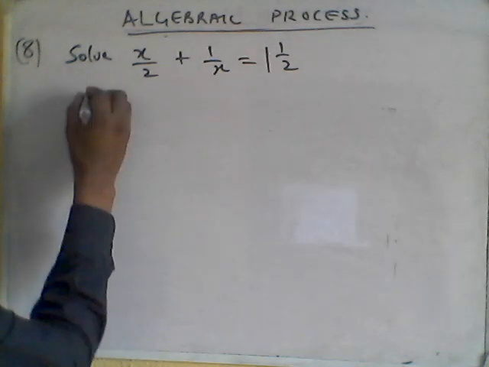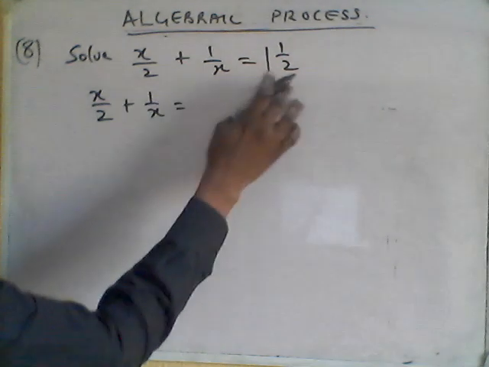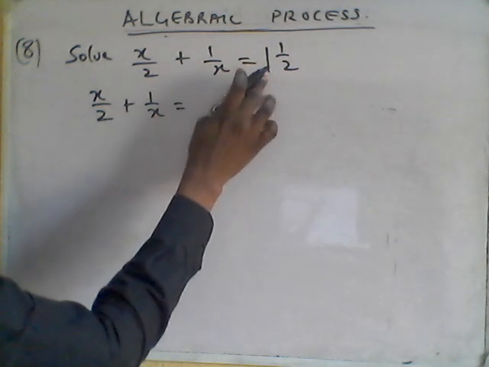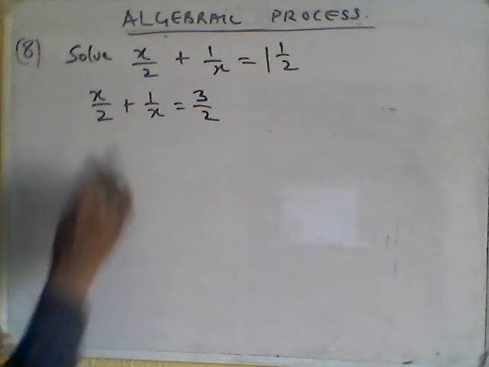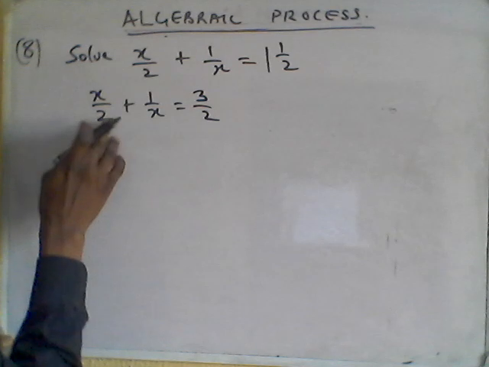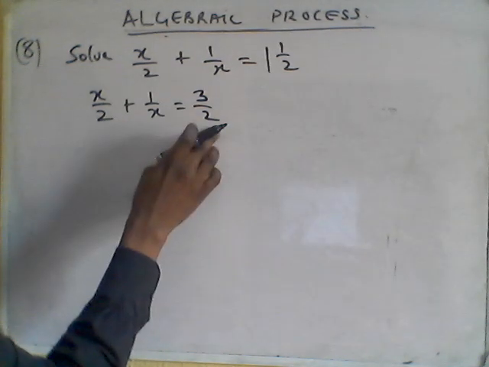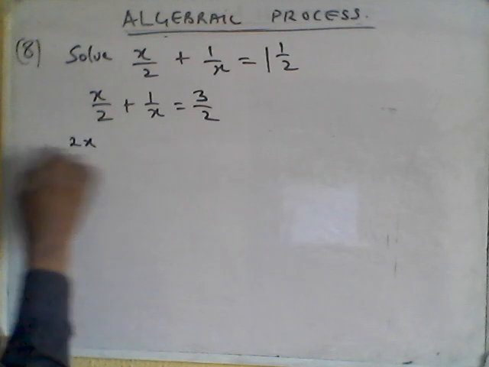Let's go. x over 2 plus 1 over x is equal to, change to an improper fraction, 2 times 1 is 2, plus 1, 3 over 2. So I'm going to look for a common LCM for the three of them. These three denominators, 2, x and 2. The LCM is 2x.